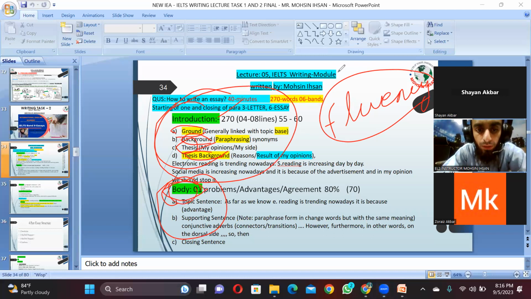Let's suppose the topic is e-reading is trending nowadays. What is e-reading? Soft reading. Now let's suppose you're going to write about this topic, electronic reading is trending nowadays, and you're going to write about the advantages and disadvantages. In paragraph number one, you're supposed to discuss the advantages. Now, how to discuss? Firstly, in body one, the topic is advantages, let's suppose, or the topic is disadvantages, no problem. But one thing you have to keep in mind: never interpret two different sides in one paragraph.